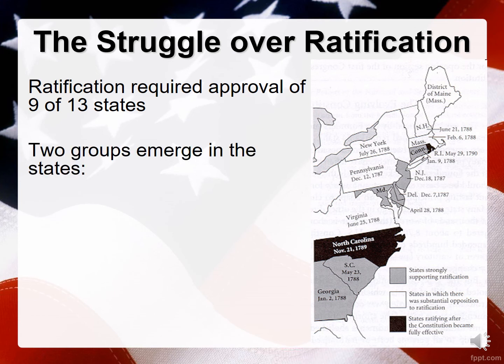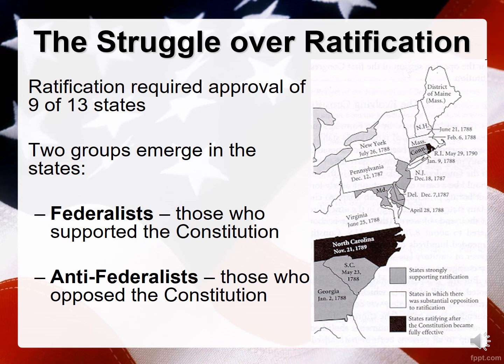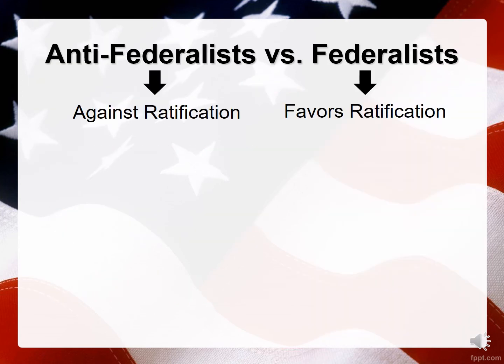Now, during the struggle and during the debates and the conversations and the back and forth over the ratification, 2 groups emerged. These were the Federalists, those who supported the Constitution, and the Anti-Federalists, those who opposed the Constitution. So again, we look at the Federalists versus the Anti-Federalists. Anti-Federalists are against ratification. The Federalists favor ratification.